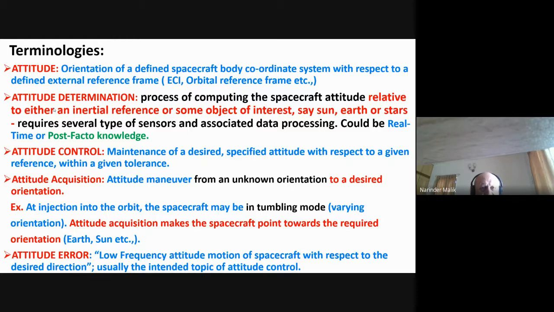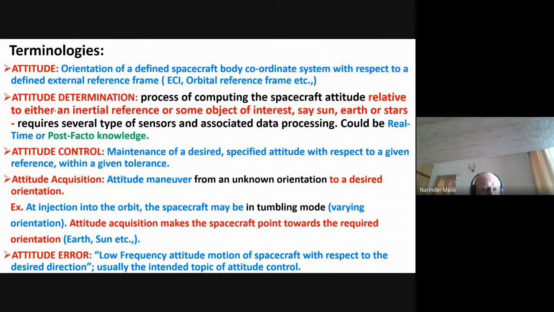Attitude control: maintenance of a desired specified attitude with respect to a given reference within a given tolerance. Attitude acquisition: attitude maneuver from an unknown orientation to a desired orientation. For example, at injection into the orbit, the spacecraft may be in the tumbling mode. That is, the spacecraft has a random orientation which is continuously changing. The attitude acquisition process will make the spacecraft point towards the required orientation, which could be sun, which could be earth, etc.